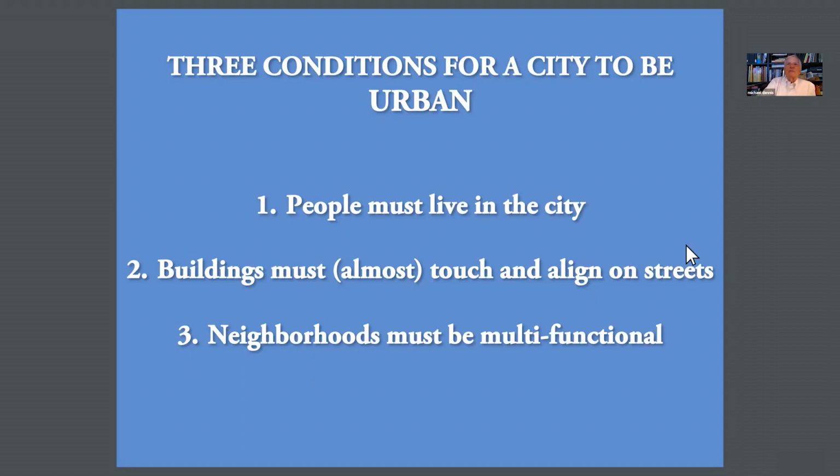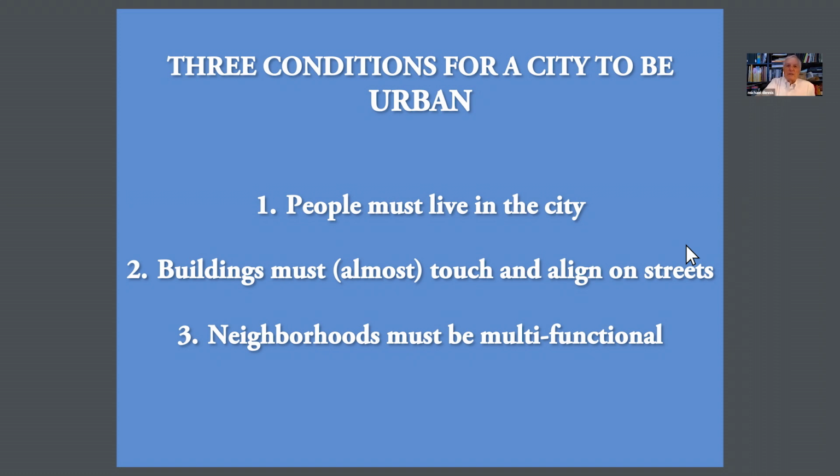So, three conditions are required for a city to be urban. As I said before, most cities are defined today by population statistics. 100,000 people, I suppose, is a city. But most of the time, they're not urban. To be urban, people must live in the city. In other words, that Olmsted idea doesn't work. That's not really an urban condition. Two, buildings must either touch or almost touch and align on the streets to define the public spaces of the city.